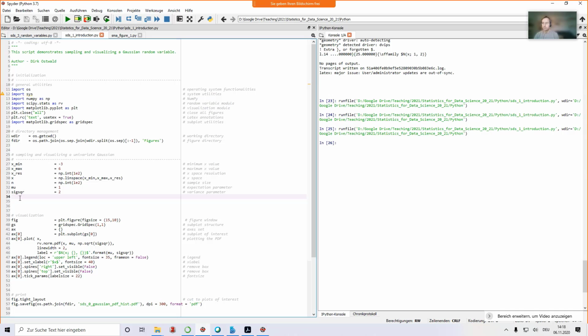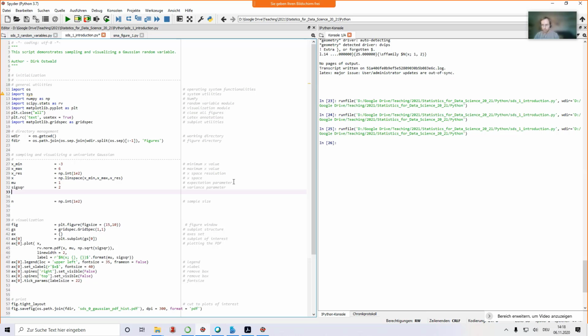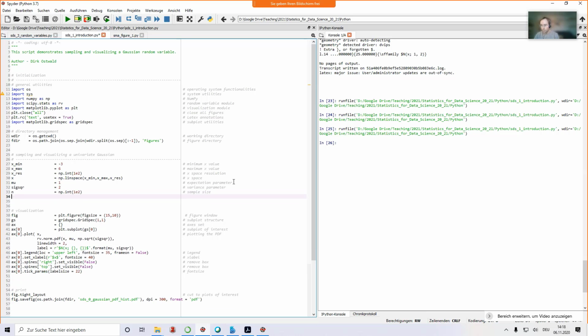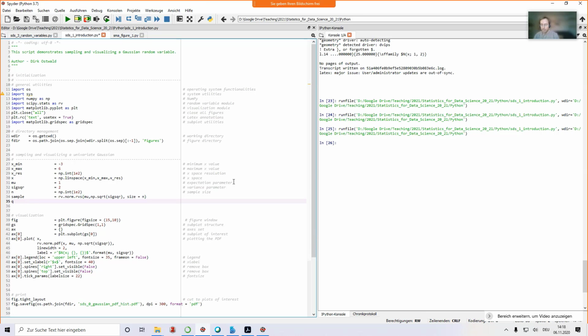So let's now take also a random sample. That's our sample size, and then we can use scipy.stats to create a sample. So rv norm rvs, mu, again np square root 6 square, and I think that size equals n. Let's check.